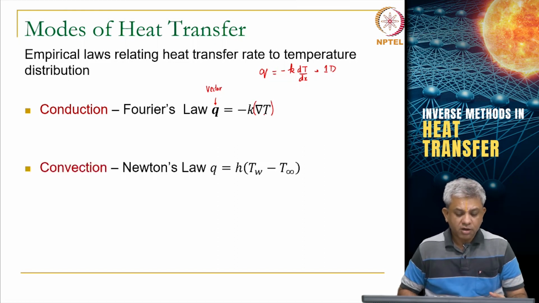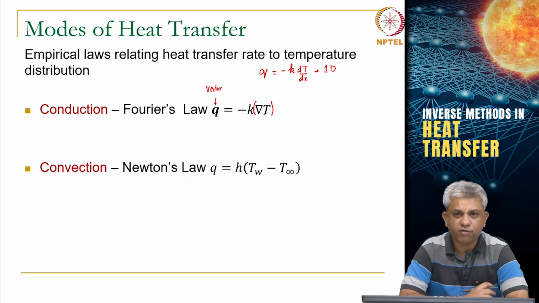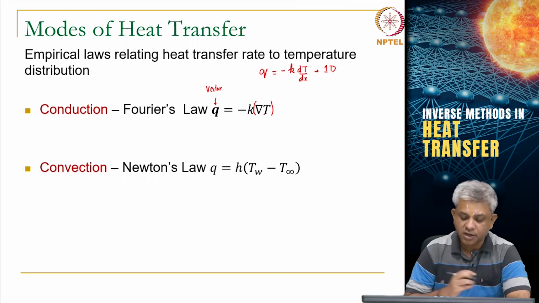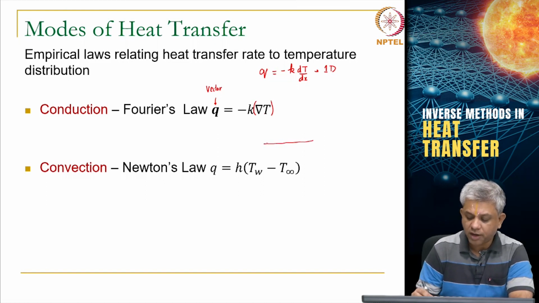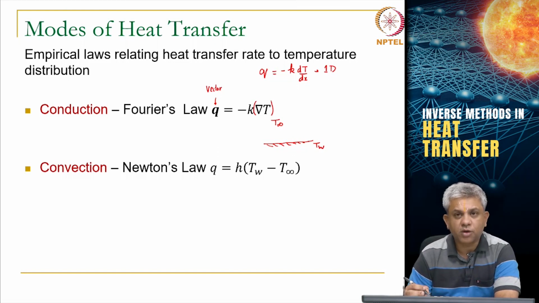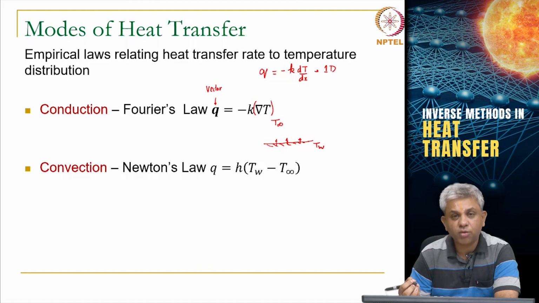This is an empirical law. Convection is not even an empirical law, it is sort of a forcing to this kind of form which Newton did, Newton's law of cooling. Q, in one dimension in some sense, is h (Tw minus T infinity). If you have a plate, the wall kept at some temperature, and let us say this is a hot wall and that is a colder fluid, the cooling that will take place, the heat transfer that will take place from the wall due to convection is typically written as h times (Tw minus T infinity).